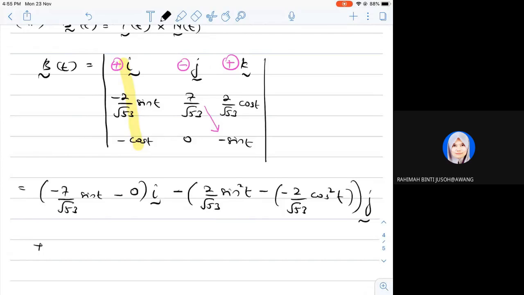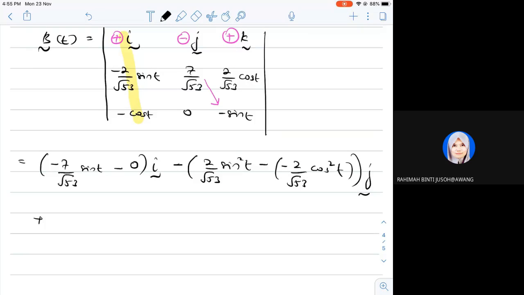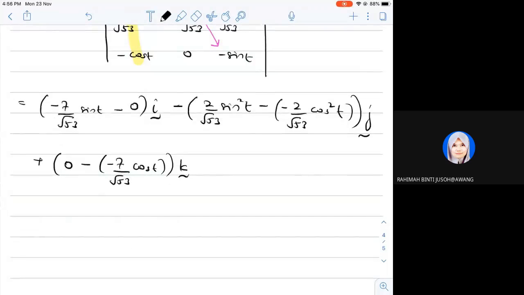And then for K, close the third column and we are closing the first and second column. So this one you can leave empty at first, and then minus becomes negative 7 over square root 53 cos t. Okay, we have K.